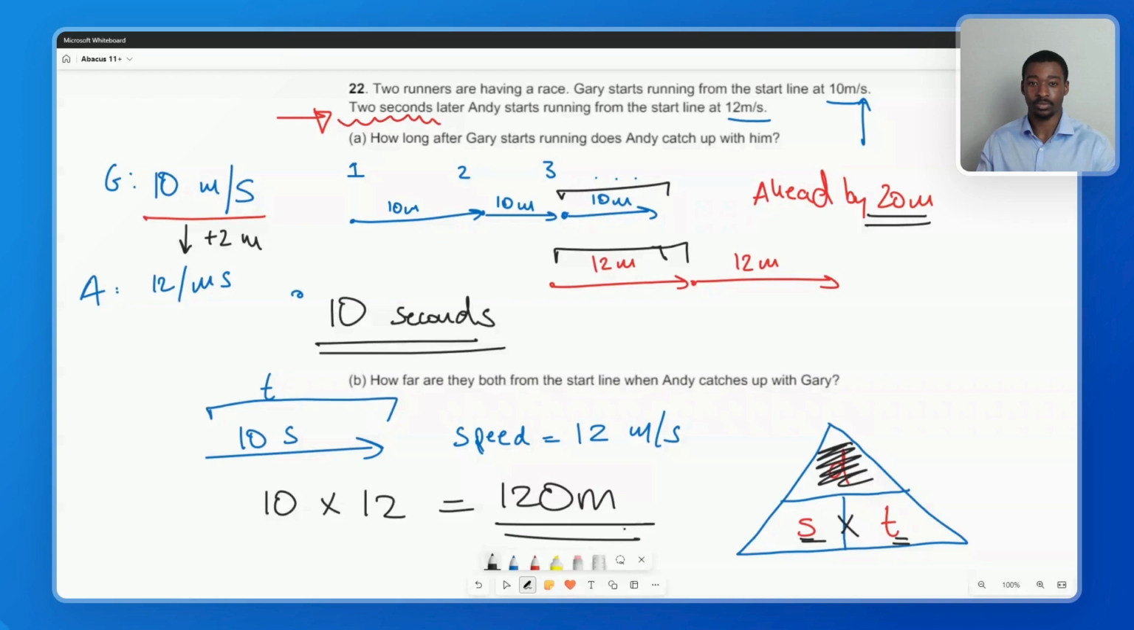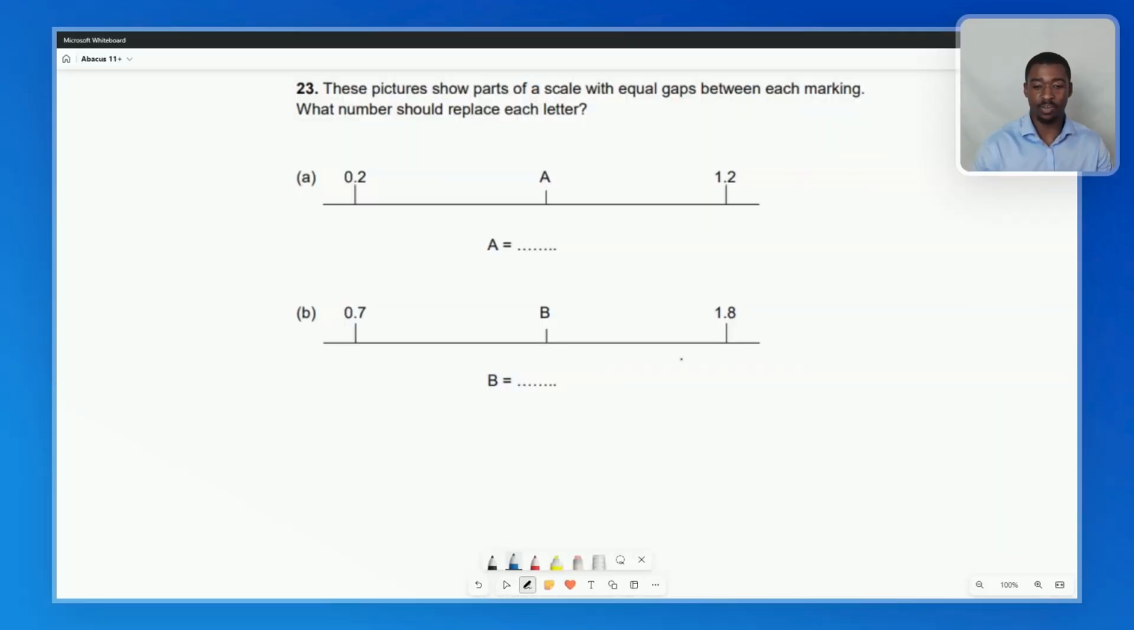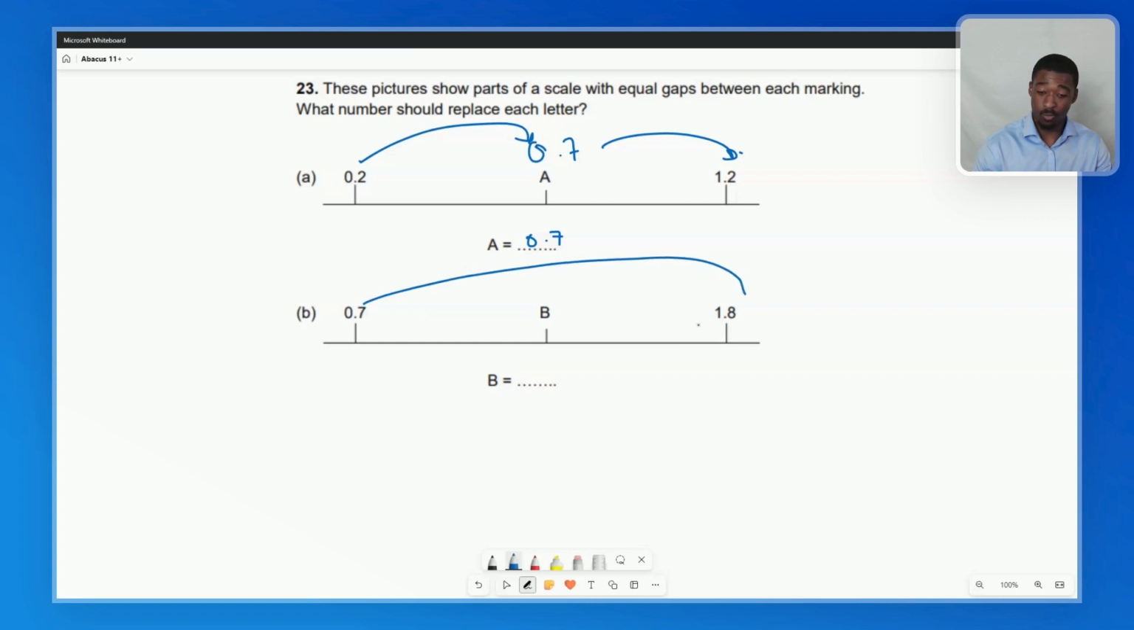That is our answer. So here for this question, we simply have to work out the difference between these two numbers and then use that to work out what A and then B should be. So not too complicated. For part A, we have 0.2 and 1.2, difference being 1, and therefore halfway should be 0.5. So this should be 0.7, and that makes sense because we go from 0.2 plus 0.5 plus 0.5. So 0.7. And same concept here, 0.7 to 1.8 is 1.1.